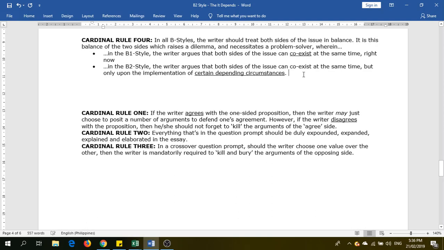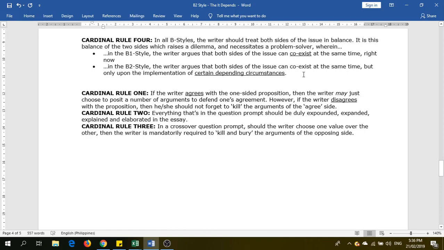Having discussed that, we can now gather all our cardinal rules so far. Remember, these are cardinal rules, meaning they are fundamental, they are basic, they are grounded in fact, and they cannot be broken. They are essential, and they are the keys in order for you to score a minimum band 7. So don't forget, cardinal rule number 1 states if the writer agrees with a one-sided proposition, then the writer may just choose to posit a number of arguments to defend one's agreement. However, if the writer disagrees with the proposition, then she should not forget to kill the arguments of the agree sides.